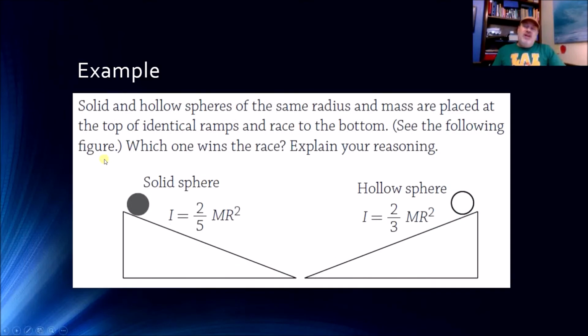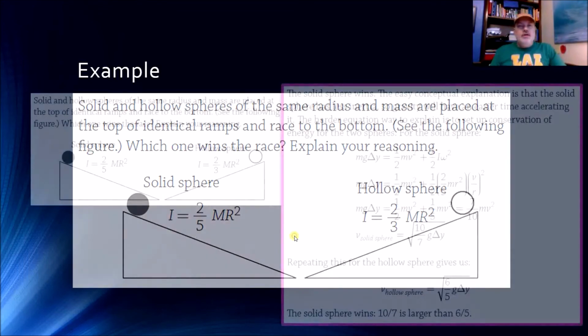Okay, now, what if the spheres or objects have a different rotational inertia? So in this case, we have a solid sphere and a hollow sphere. Start from identical ramps. They both roll down to the bottom. Which one wins the race? All right, there's an easy way to think about this and a harder way to calculate it.